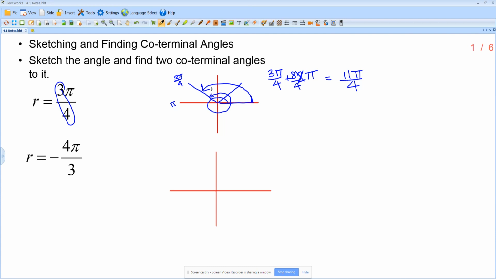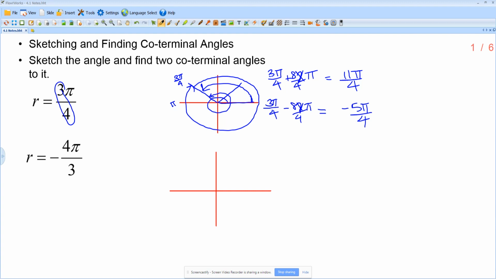Or what I can do is say, hey, you know what, I'm here at 3 pi fourths. But let's say that I went backwards an entire 2 pi just to get back to that same spot. Well, what have I done? I've started at 3 pi fourths. And now what I've done is I've taken away a whole circle, because I went clockwise. So I'm going to subtract 2 pi. Well, 2 pi again is 8 fourths. So this gives me -5 pi fourths. These three angles have different measures, but they're ending at the same spot. They are coterminal.